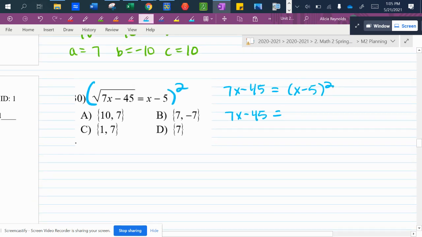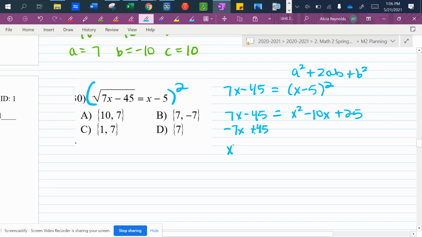So we find our perfect square trinomials, a squared plus 2ab plus b squared. And if you can't remember this, you can always just box or FOIL to find the answer. We get x squared minus 10x plus 25. And now I need to set this equal to 0 so I can factor it. So I'm going to subtract 7x and add 45 to get x squared minus 17x. 25 and 45 gives me 70.